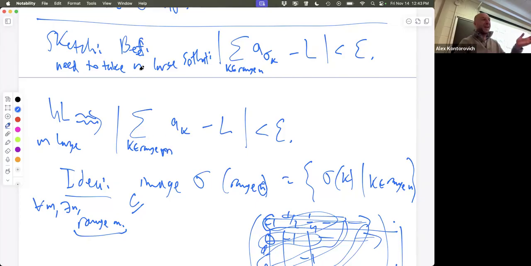But then you make n even much larger if need be, so that the values that sigma takes along this range in particular include the values that the original 0 through m minus 1 terms took. Does that make sense? Gil? Yes.